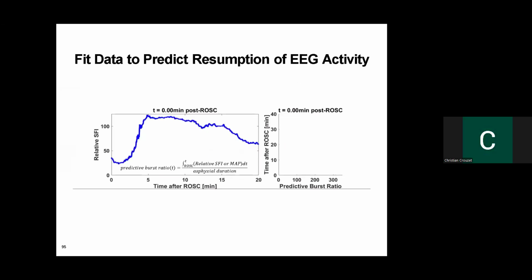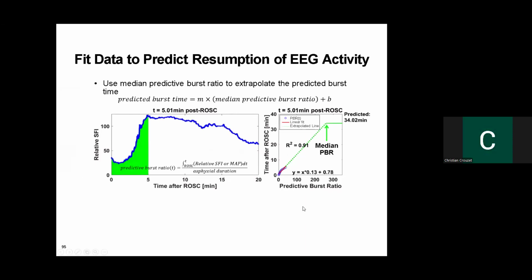So to do this, we had the blood flow on the y-axis and the time after resuscitation on the x-axis. And we're going to be looking at the predictive burst ratio as a function of time. So what we have on the right is the predictive burst ratio as a function of time. And we're using basically all of the predictive burst ratios from all the experiments we had to see if we can predict it.